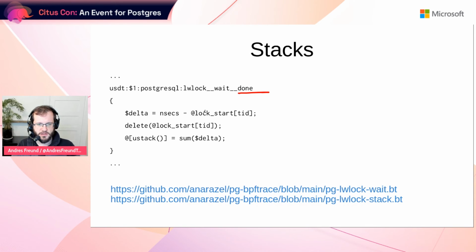And what we do is just check how much time has passed since the waiting started, and then we collect the stack: the sum of all the deltas for the current user space stack. You can watch that interactively as text, or you can convert it to a flame graph, and that is a lot easier to view.